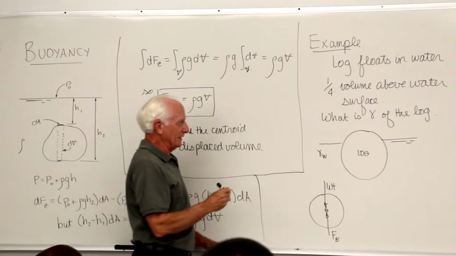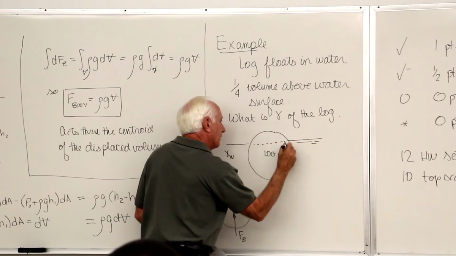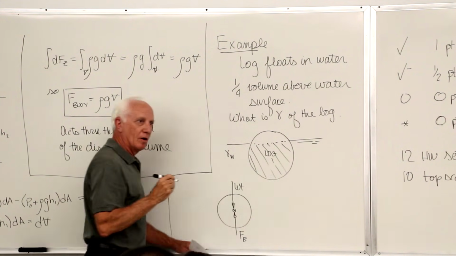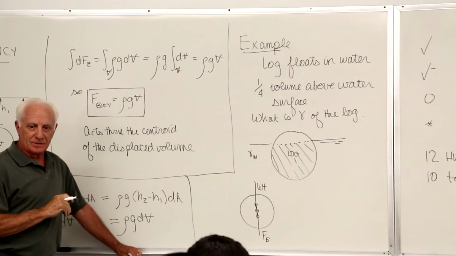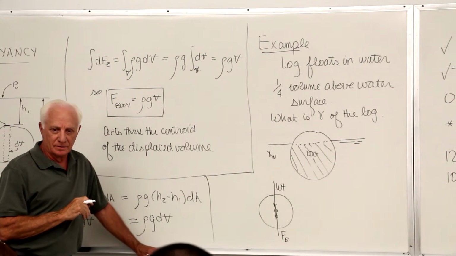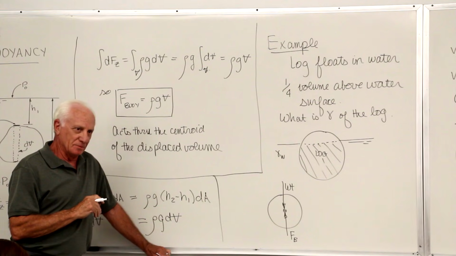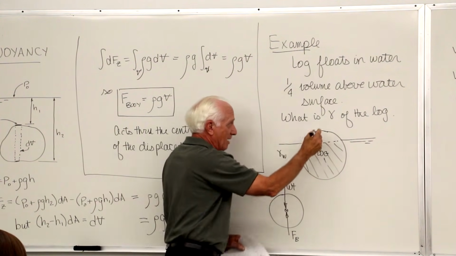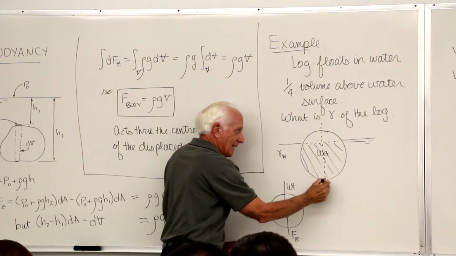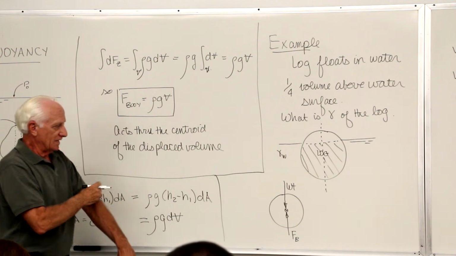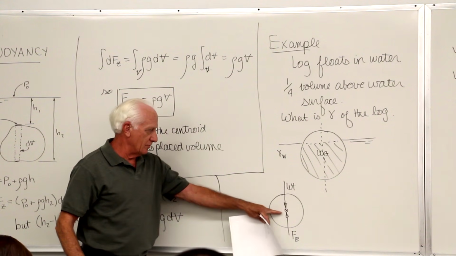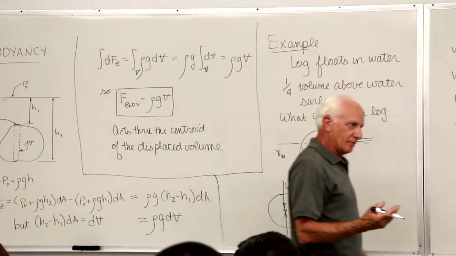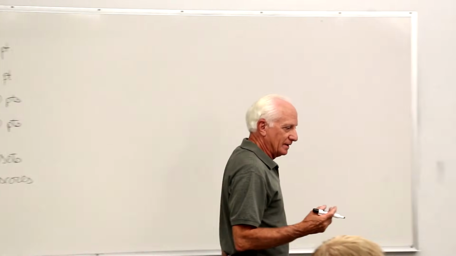Where is the displaced volume here? That's how much water was pushed out of the way when the log went down in the water. That's called the displaced volume. Where's the centroid of the displaced volume? Right there somewhere. I don't know up or down, but I do know it lies along that line. That's why I put FB there. Okay, the center of gravity and the centroid of the displaced volume.